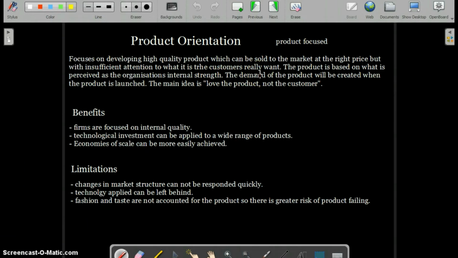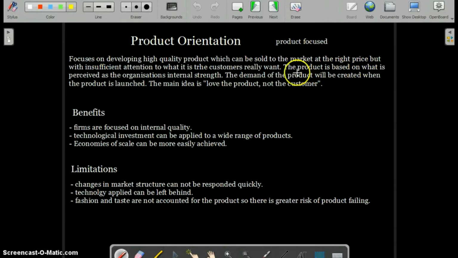You are making high quality products and selling them to the market at the right price without giving much attention to what customers really want. So there's no market research involved over here. You are just thinking what the business thinks is right for the customer, and they provide it to the customers, not asking them what they really want.